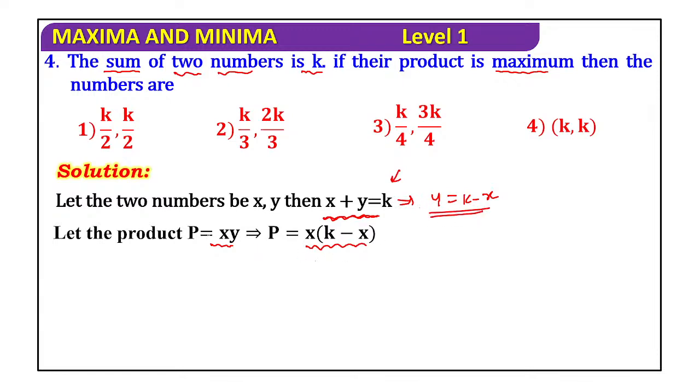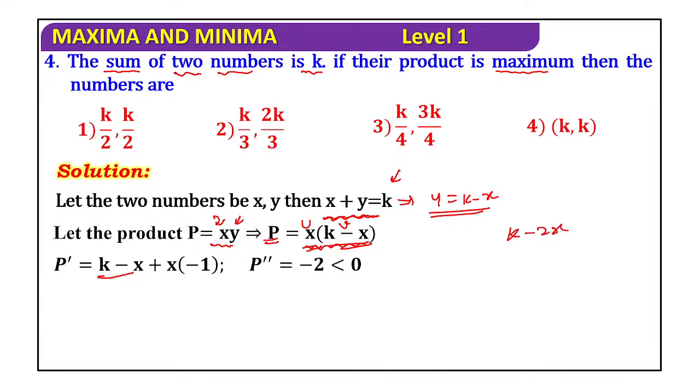In the product, the x value I will write as it is, x, and the y value I will write as k minus x. Now if I differentiate p, it will be k minus x, because here this is u, this is v, product rule. So k minus x as it is into 1, that is k minus x, plus x into minus 1. Here you can see it is k minus 2x, since minus x will be minus 2x.